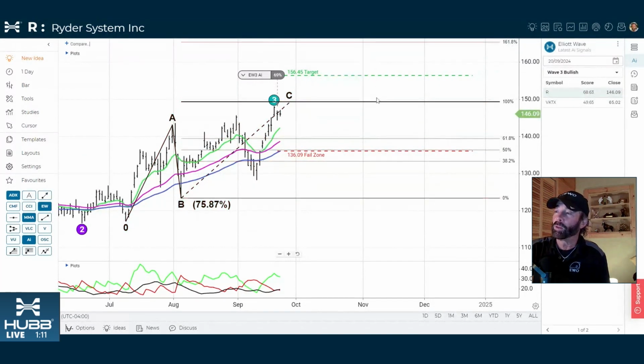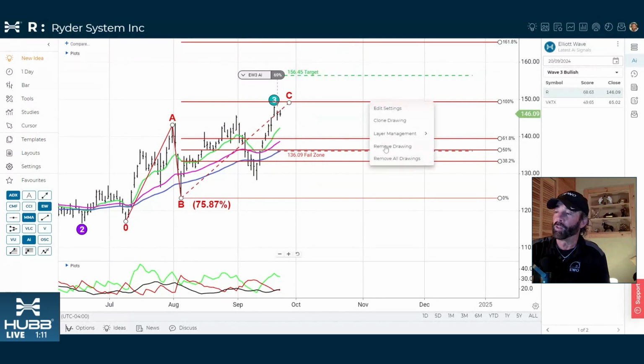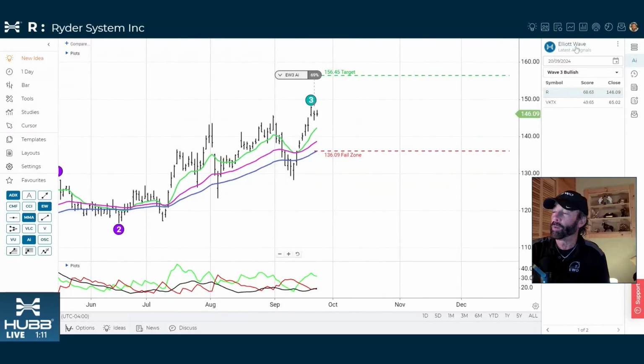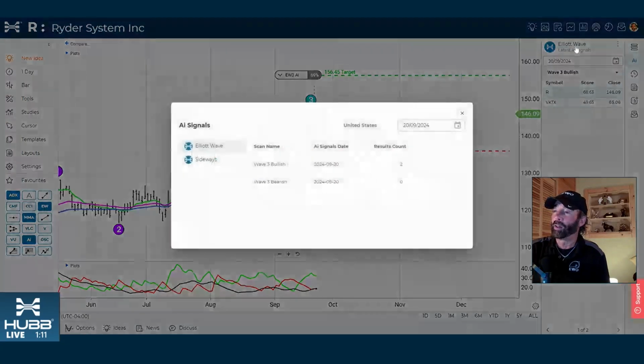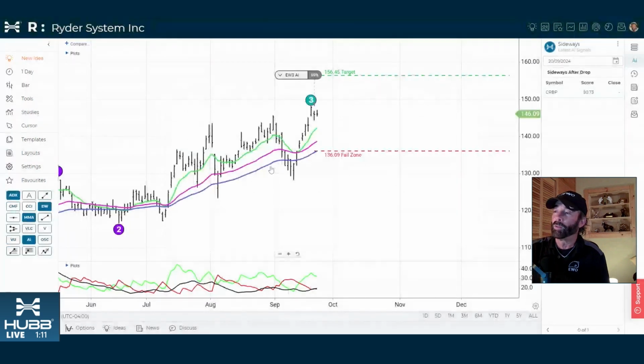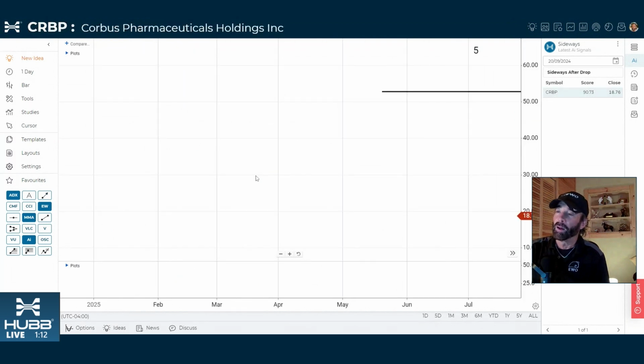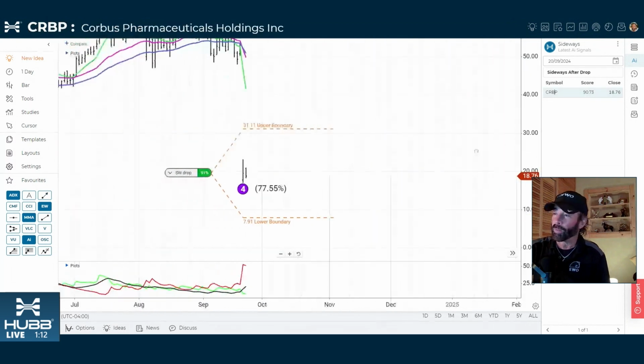So there's nothing that we would do there, but there's something interesting on the sideways drop that I was looking at this morning. So if you come up here where it says Elliott wave and then come down here and move to sideways with a drop, then we can see that we have CRBP, which has a 90 score. And so if we click on that, we have a couple things to consider.